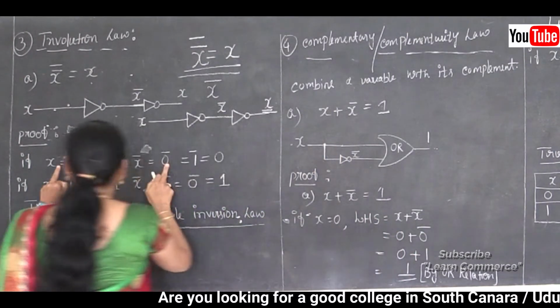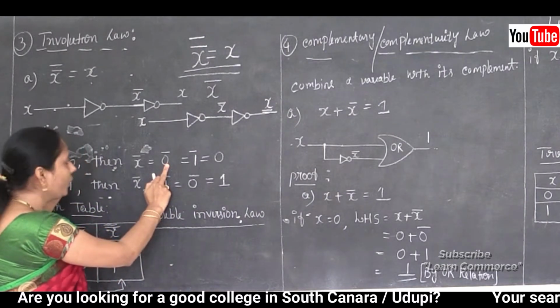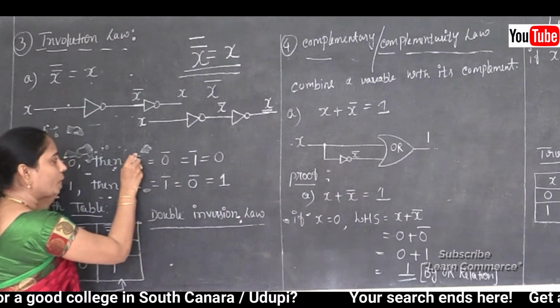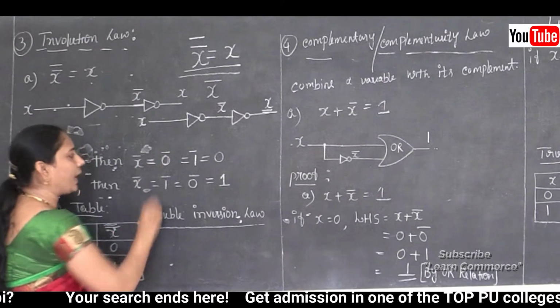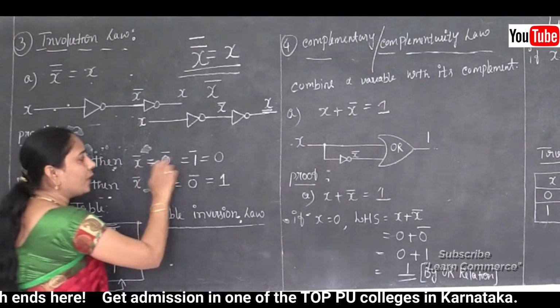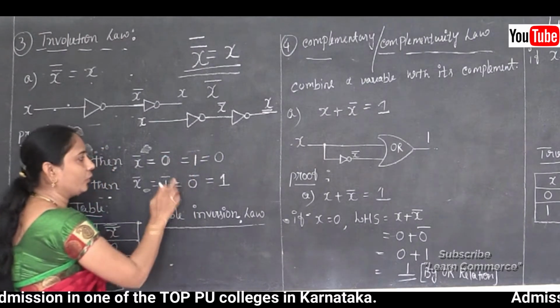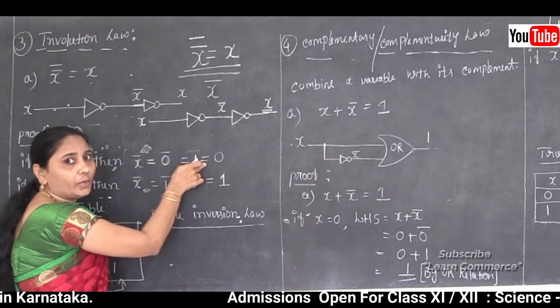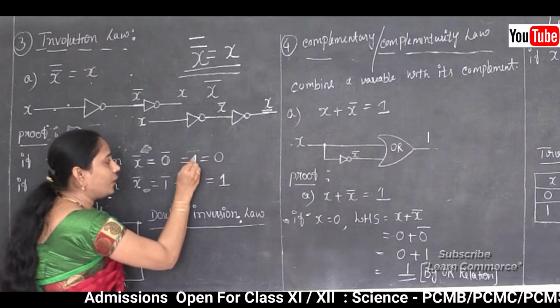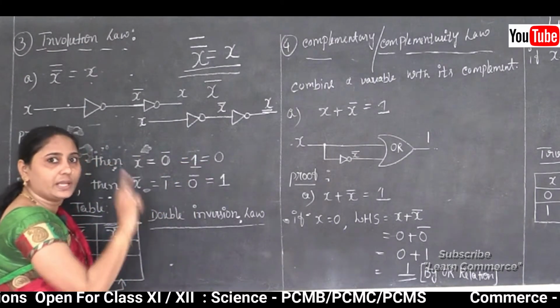We know that x is equal to 0, so the complement of x is equal to not false. We know that not false is equal to 1. Correct? The value is equal to 1. Not false means the value is true, so the value we take is 1.